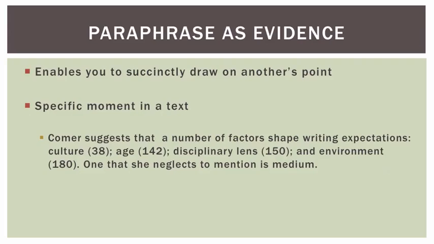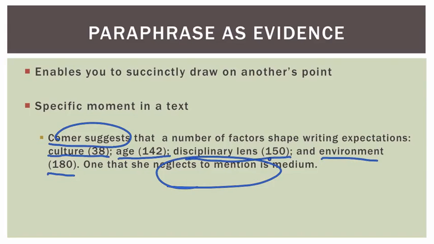A paraphrase is a specific moment in a text. Comer suggests that a number of factors shape writing expectations: culture, age, disciplinary lens, and environment. One that she neglects to mention is medium. And so in this case, we're pretending that Comer had a book about this, and that on page 38 she discusses culture, on page 142 age, on page 150 disciplinary lens, and on page 180 the environment. So again, notice that these are framed appropriately each time.